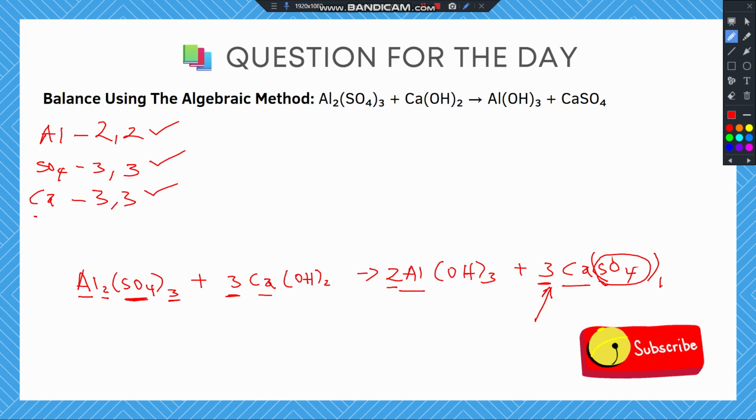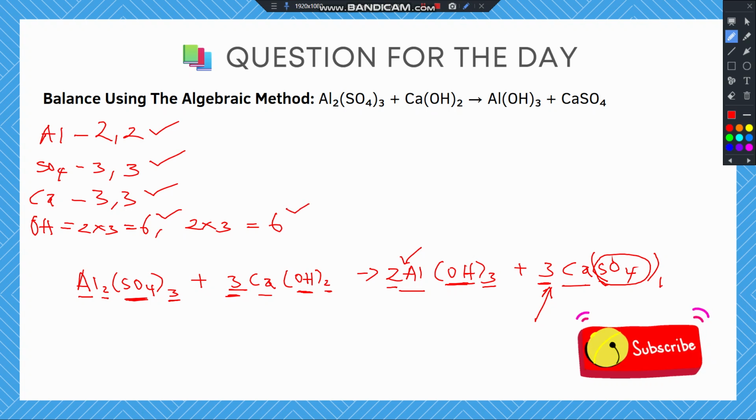And then finally, we have the hydroxide polyatomic ion. The hydroxide polyatomic ion over here has a subscript of 2 and a coefficient of 3. So that tells us that 2 multiplied by 3 gives us 6 times it appears on the left hand side. And you can see on the right hand side, the hydroxide polyatomic ion has a subscript of 3 and a coefficient of 2 over here. So that tells us that it also appears 2 times 3, which is 6 on the left and 6 on the right. So this equation is fully and properly balanced.